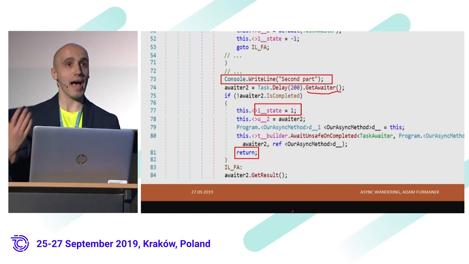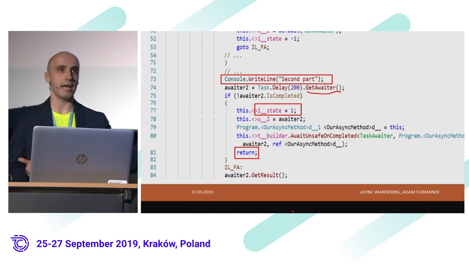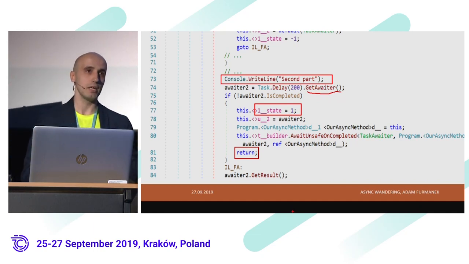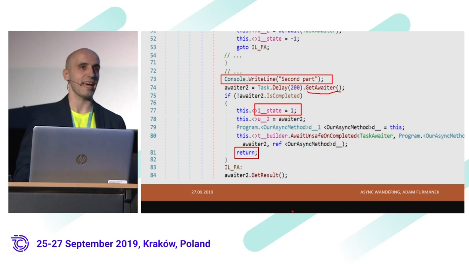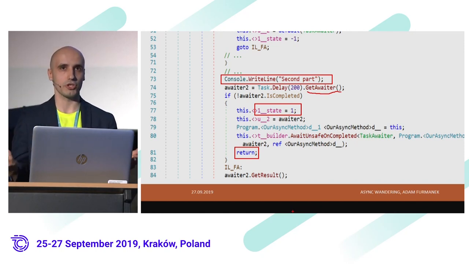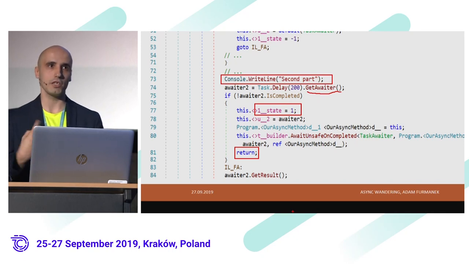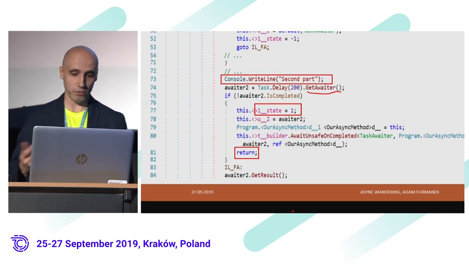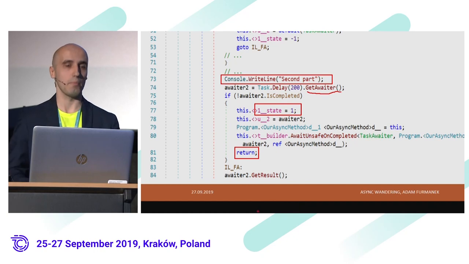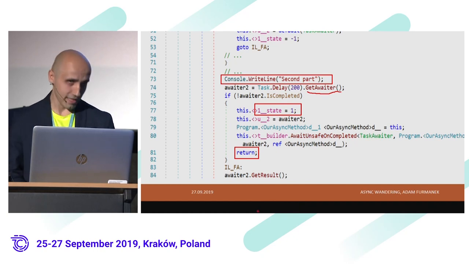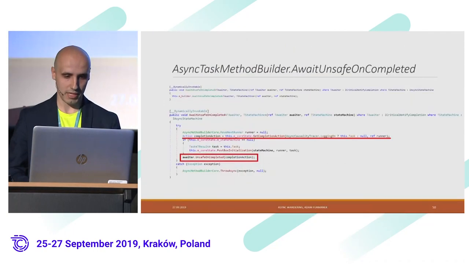Then we go back to the code which we have already seen. When we were calling the start method, the next line was returning a task. So we basically return a task here and stop the execution. There is no sleeping, no waiting, no locking, we just return a task. So let's see what is happening in this AwaitUnsafeOnCompleted, because first it seems to be unsafe, and second, the whole magic must be happening there.